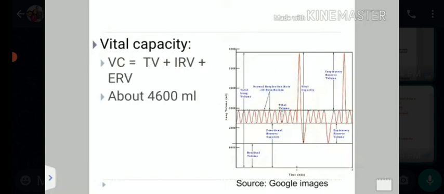Next capacity is vital capacity. It is the maximum amount of air a person can expire from the lungs after deepest possible inspiration. It is equal to tidal volume plus inspiratory reserve volume plus expiratory reserve volume, and the value is about 4600 ml.